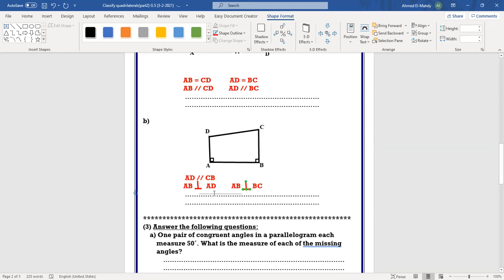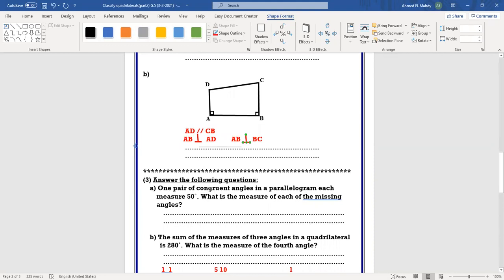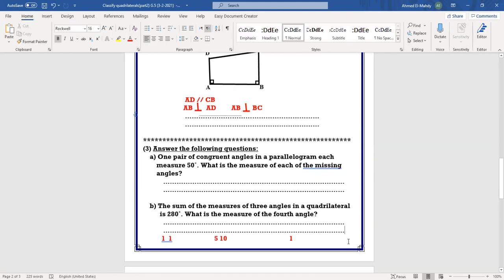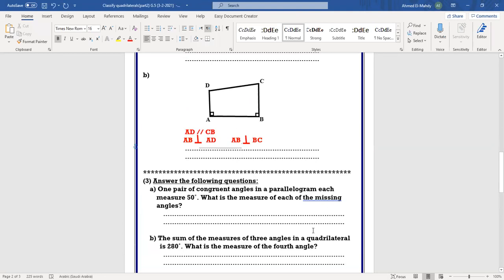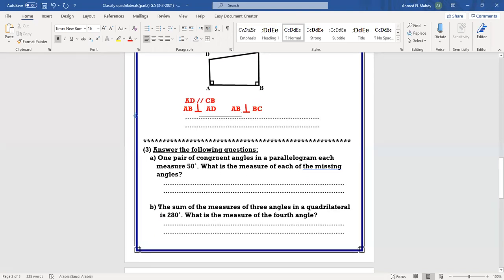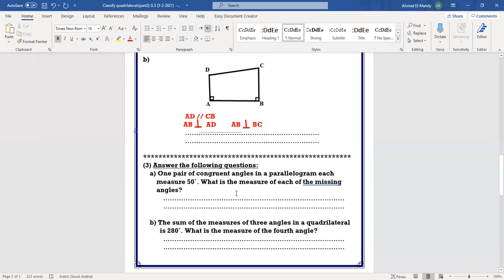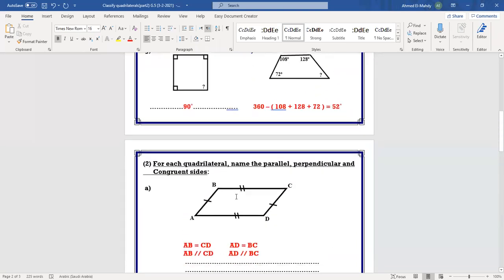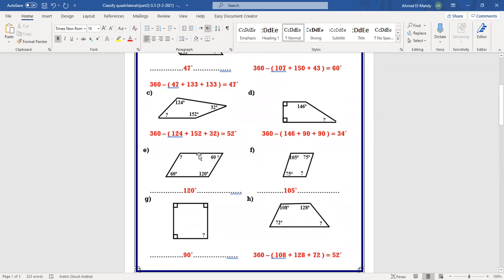The next exercise. Concentrate, guys. Answer the following questions. One pair of congruent angles in a parallelogram each measure 50 degrees. What is the measure of each of the missing angles? Concentrate, one minute please.